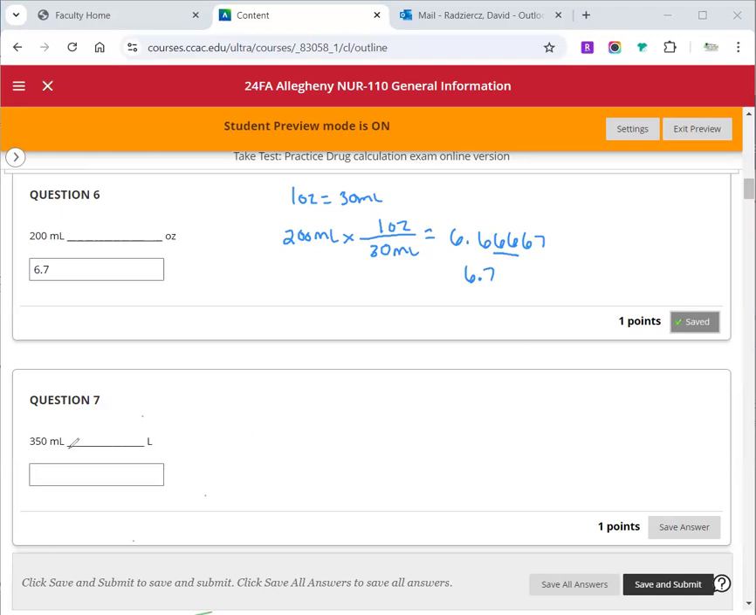Then converting milliliters to liters. Again, I'm just going to show you, I can just move my decimal point over 3. So my answer would be 0.35. Again, you can work out your dimensional analysis, and you can say 350 ml equals 1 liter, or times 1 liter over 1,000 ml. You can work it out however you want, as long as you're getting the same correct answer, you're most likely doing it correct.